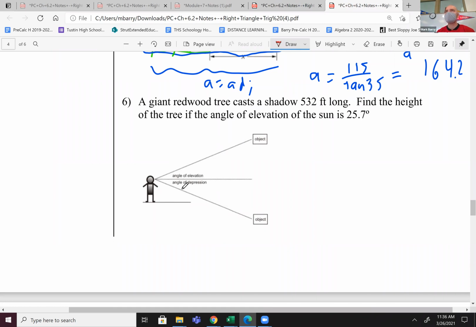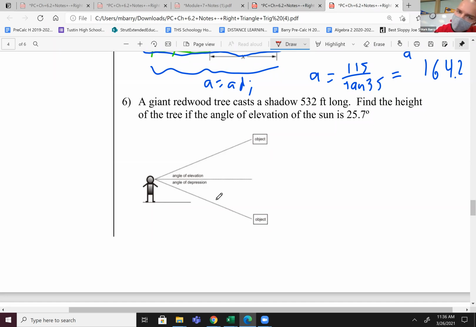The thing I always point out is that both of these angles are created with a horizontal line and a diagonal line, whether that diagonal line is up or down. Angle of elevation is horizontal, diagonal up. The angle of depression is horizontal, diagonal down. So you can never create an angle of elevation or depression with a vertical line, all right?